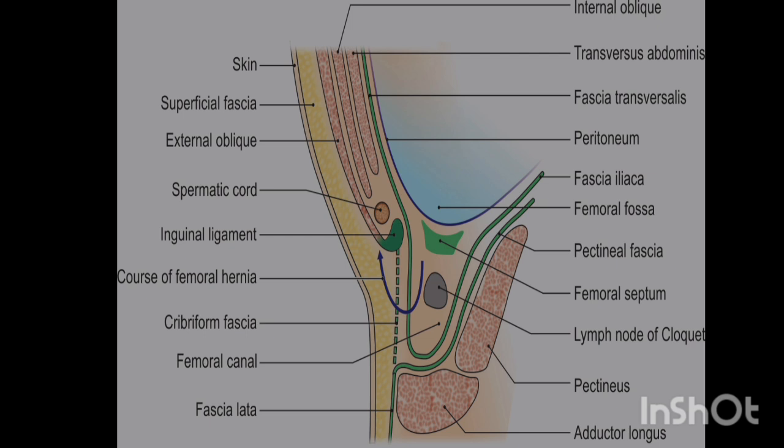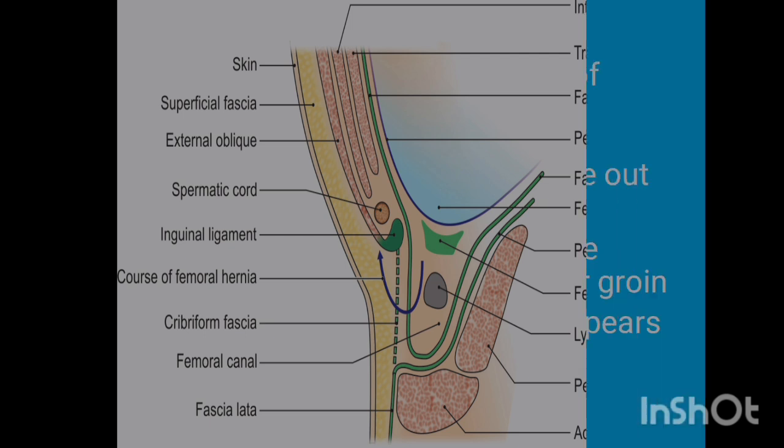First, the hernia passes downwards through the femoral canal, which is a part of femoral sheath. Then, it passes downwards through the saphenous opening and pierces the cribriform fascia, and finally travels upward along with the superficial epigastric and superficial circumflex iliac vessels.